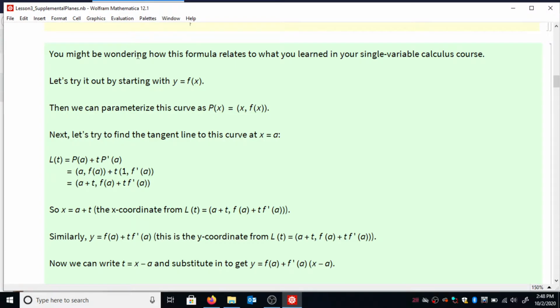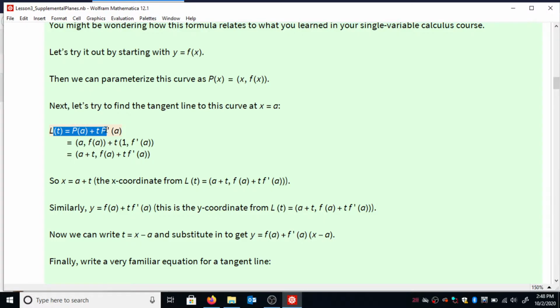Let's say we take this formula we just came up with, and let's suppose that we have a y equals f of x like you would have seen in your previous course. Well, a y equals f of x curve can always be parameterized for free. And that free parameterization is p of x is equal to x comma f of x. You could do that to any y equals f of x curve and that'll parameterize it. So let's take that and run it through that equation we just came up with.